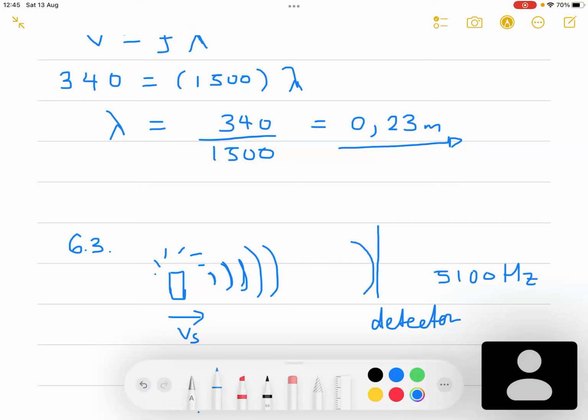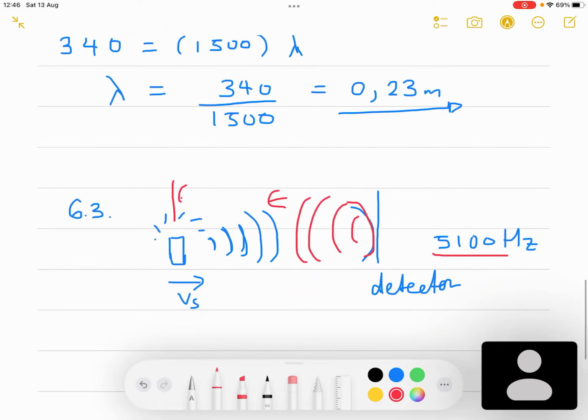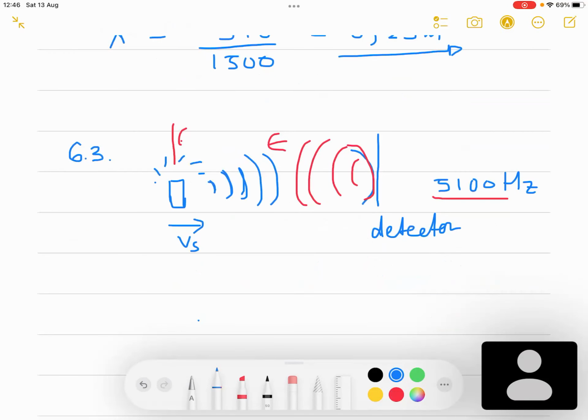Now, some of these sound waves, when they come here, they reach the detector and it is reflected. So this same one now bounces off and it's going back this way. It's going towards the source again. So when it gets to the source here, what kind of frequency will the source detect relative to 5,100? The question is, will it be equal to, greater than, or smaller than the 5,100? What do you think the answer is?